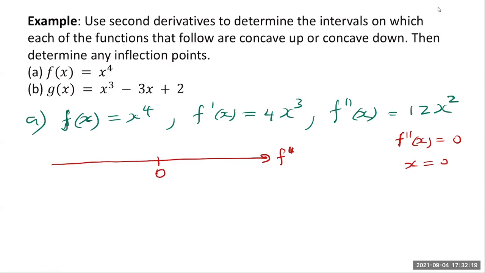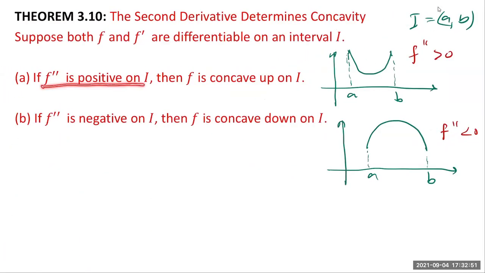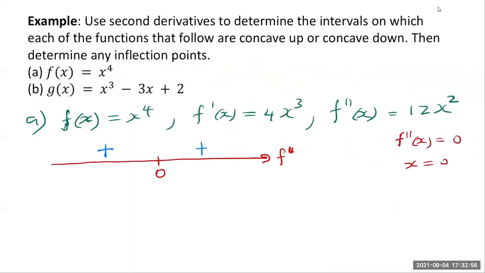This is your 0. And then notice that to the left of 0, for any x value to the left of 0, your f double prime is positive, because if you plug in a negative number here, when you take the square, it is positive. So you get a positive sign in this region. And in this region also, clearly you get a positive sign. That means on this interval, minus infinity to 0, your function f is concave up because f double prime is positive. By our theorem, we know that if f double prime is positive on I, then my function is concave up. So let's write it here.